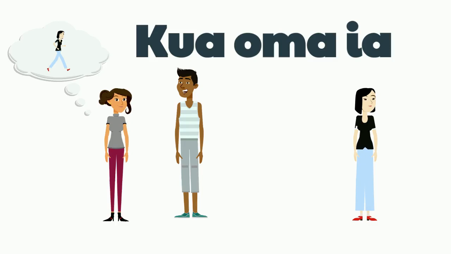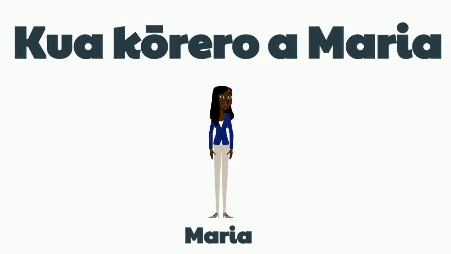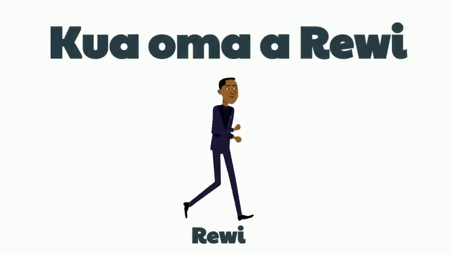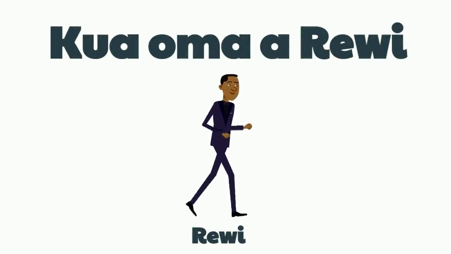At the end of these sentences, instead of using a pronoun, we can use the name of a specific person. If we want to do this, we have to put a before the name. For example, kua kōrero a Maria. Maria has spoken. Kua oma a Rewi. Rewi has run.